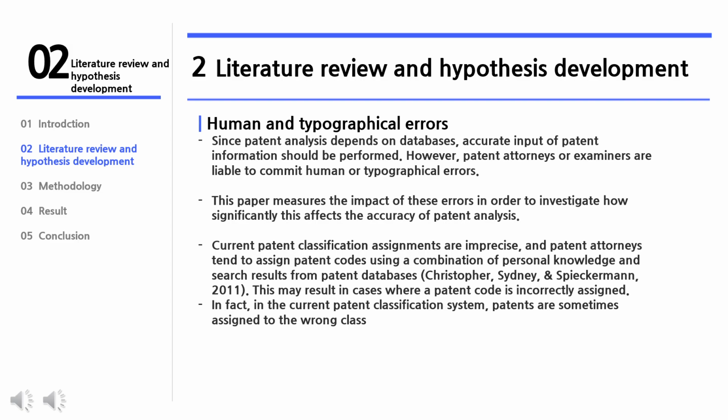Current patent classification is implicit, and patent examiners tend to assign patent codes using a combination of personal knowledge and search results from the patent database. This may result in cases where a patent code is incorrectly assigned. In fact, in the current patent classification system, patents are sometimes assigned to the wrong class.